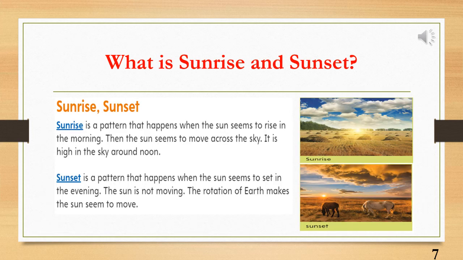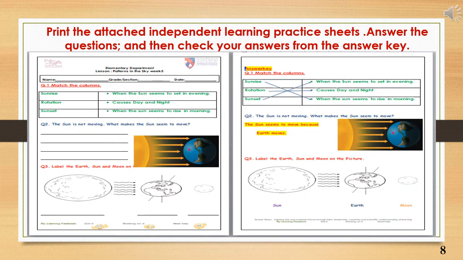Slide number 7. What is sunrise and sunset? Sunrise is a pattern that happens when the sun seems to rise in the morning. Then the sun seems to move across the sky. It is high in the sky around noon. Sunset is a pattern that happens when the sun seems to set in the evening. The sun is not moving. The rotation of Earth makes the sun seem to move.